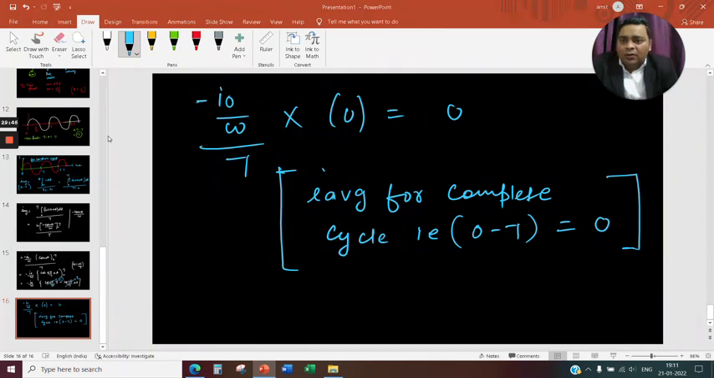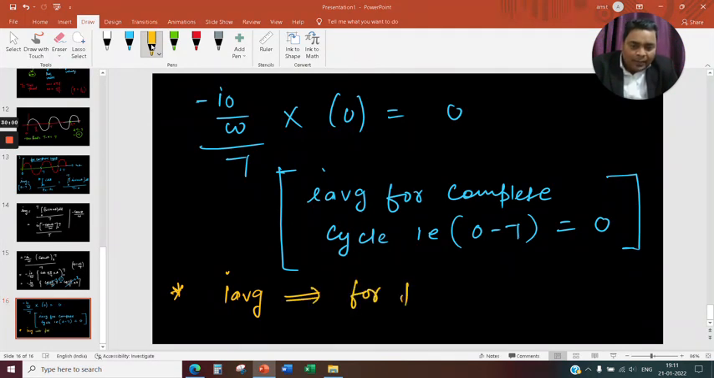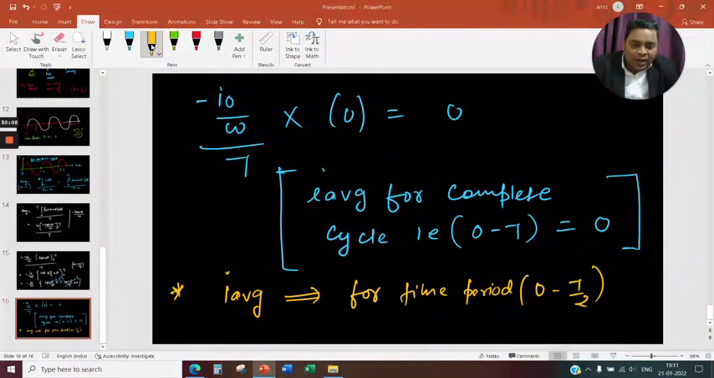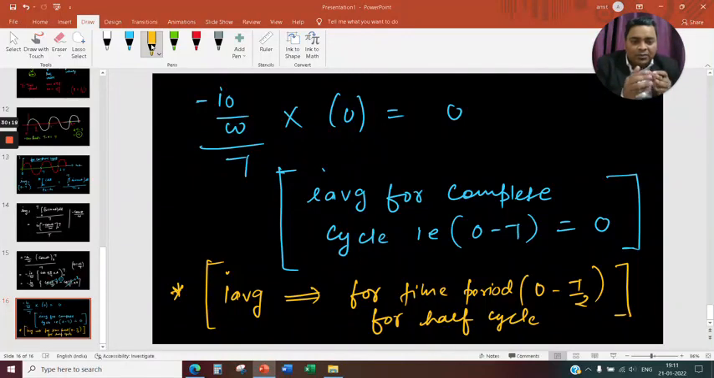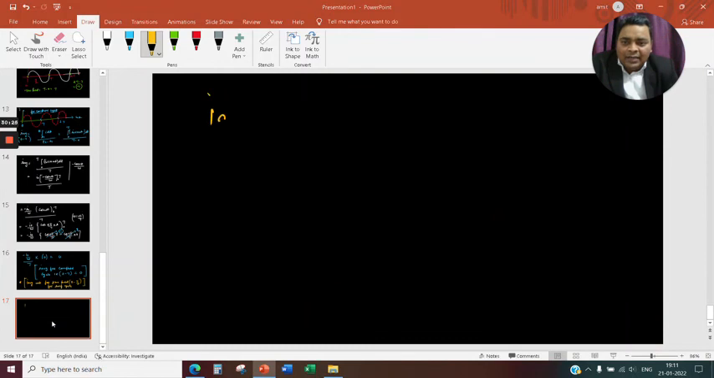Now for the next class, what we have to find here is the same thing, meaning the same I average we have to calculate, but for a different time period. Suppose I average for the time period 0 to T by 2 seconds, meaning we can say for half cycle. So these are the points we have to calculate for the next class. When the time period will be half, that will be from 0 to T by 2, whether I average is 0 or we are getting a value of I average here.